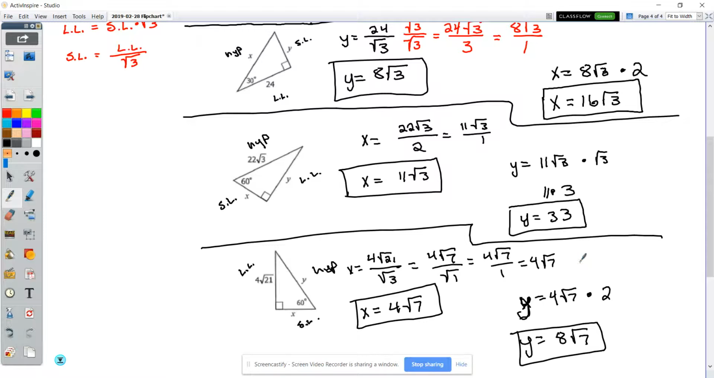So there's some 30, 60, 90 triangle practice. If you want to see the other way to simplify this, I can show you. Just feel free to ask, and I'll make sure that gets shown. If you have any questions besides those, let me know.